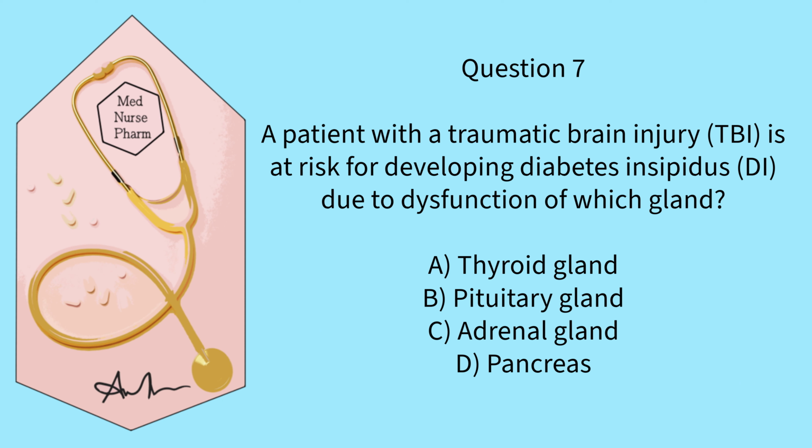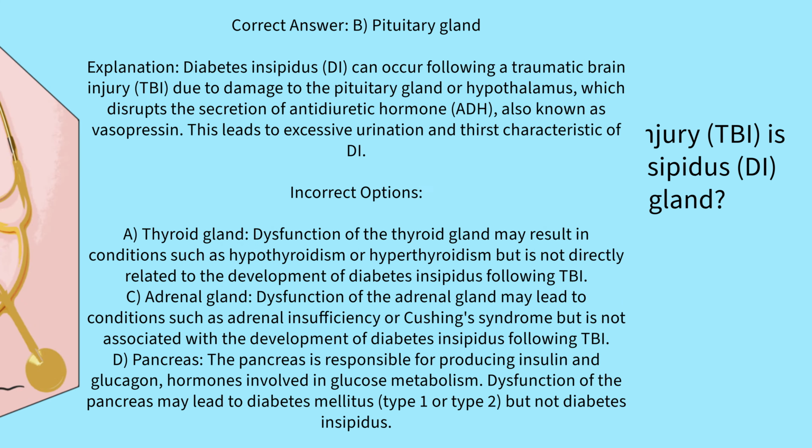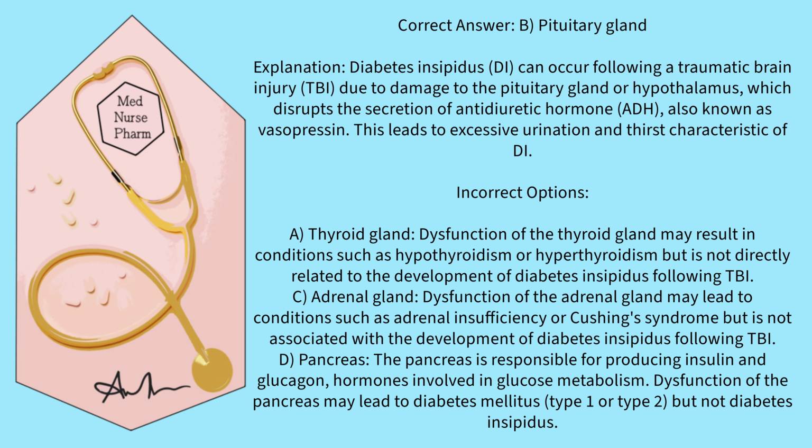Question 7. A patient with a traumatic brain injury is at risk for developing diabetes insipidus due to dysfunction of which gland? Thyroid gland, pituitary gland, adrenal gland, pancreas. Pause the video and select your answer. If you chose option B, you are correct.